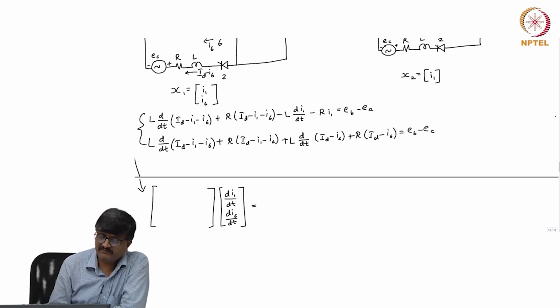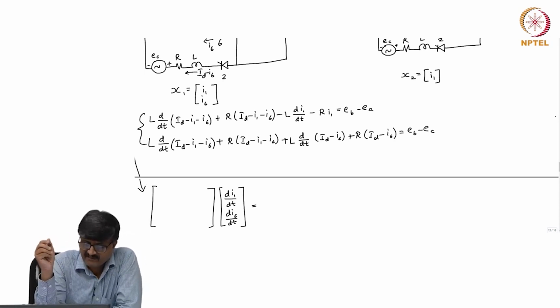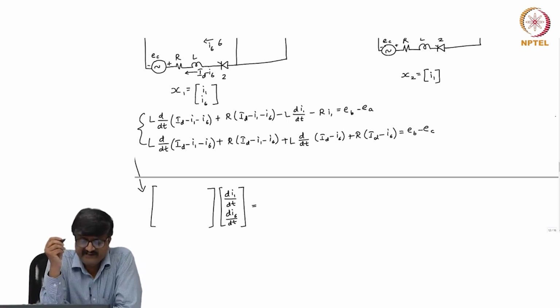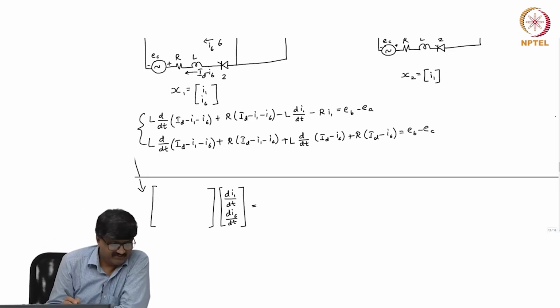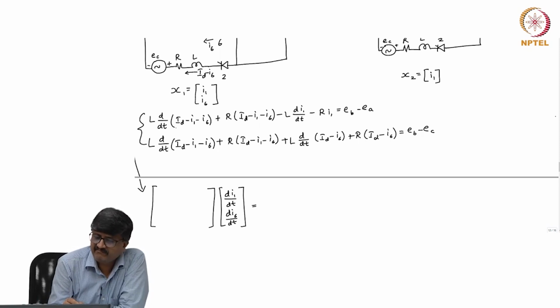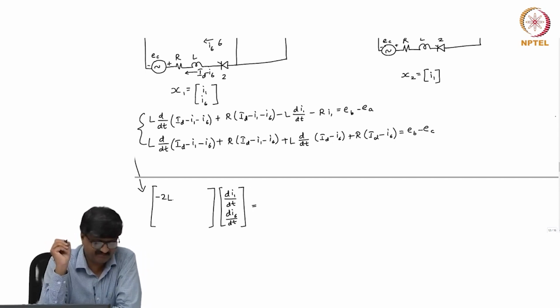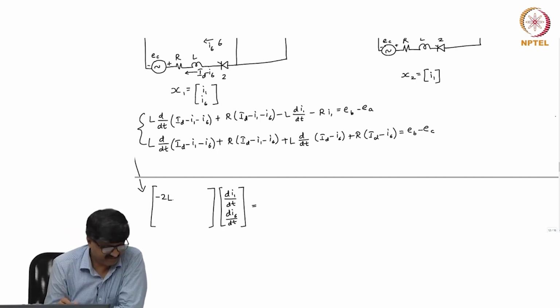So, I have to see what are the coefficients of dI1/dt and dI6/dt in the two equations. If I take the first equation, the coefficient of dI1/dt: there is minus L dI1/dt, and one more minus L dI1/dt. So the coefficient of dI1/dt in the first equation is minus 2L. The coefficient of dI6/dt is minus L in the first equation.